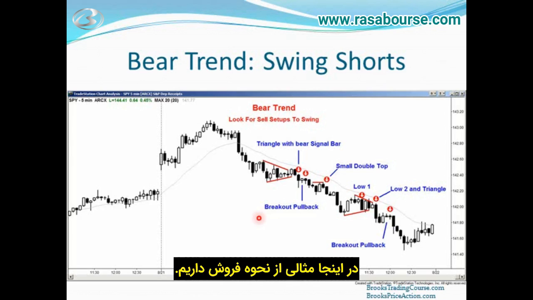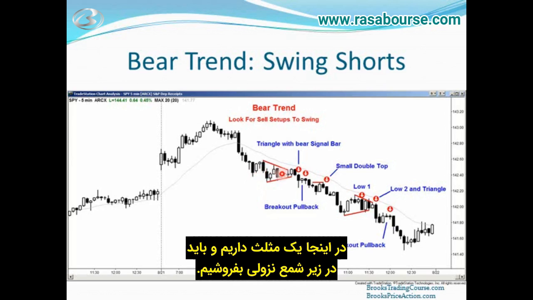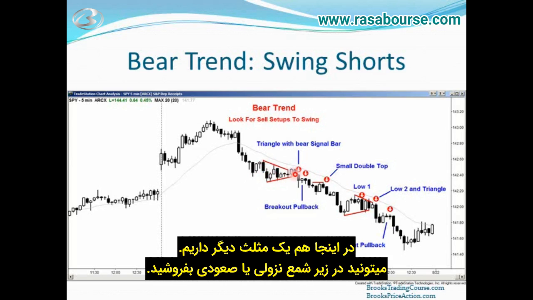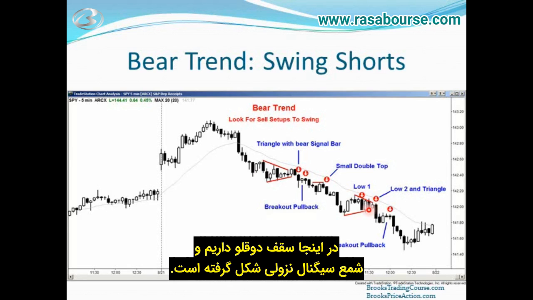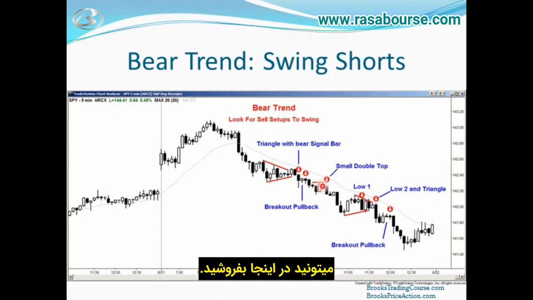Here's some examples on how to sell. I mentioned there was a triangle here, you short below the bear bar. Another triangle here, you can short below the bull bar or below the bear bar. Here's a small double top with a bear signal bar, you can take that short.